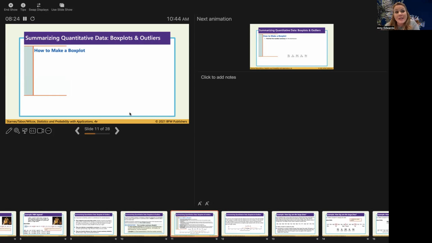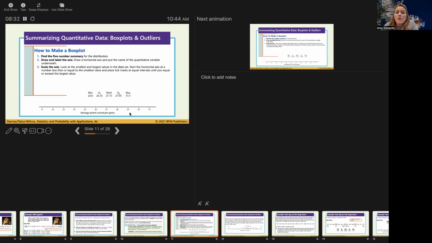Again, I'm using StatMedic. So the first thing you're going to have to do is find your 5-number summary, because you can do that in a calculator, okay? We're going to draw and label the axes. We're going to scale the axes, okay? We're going to look at what the lowest number is and what the highest number is, and make sure that the axis encompasses those.